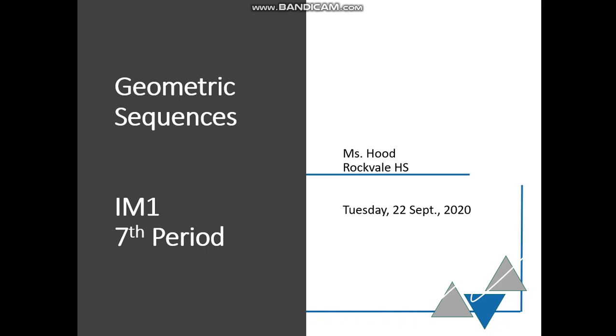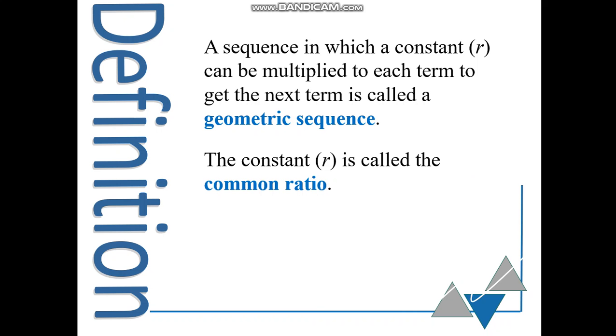This week we're going to talk about geometric sequences. So a geometric sequence is, again, a sequence of numbers. It's a list of numbers in which a constant can be multiplied to each term to get the next term. Last week we had series where we were adding something. This week we're going to multiply.